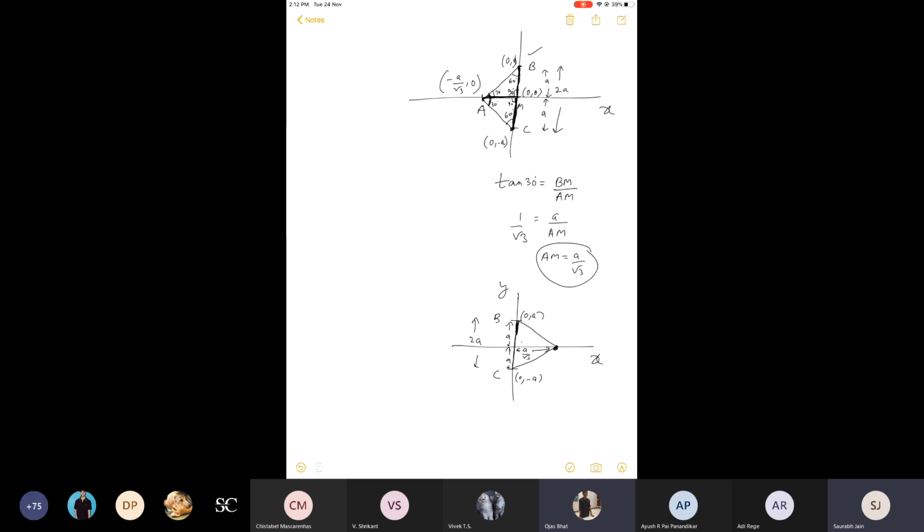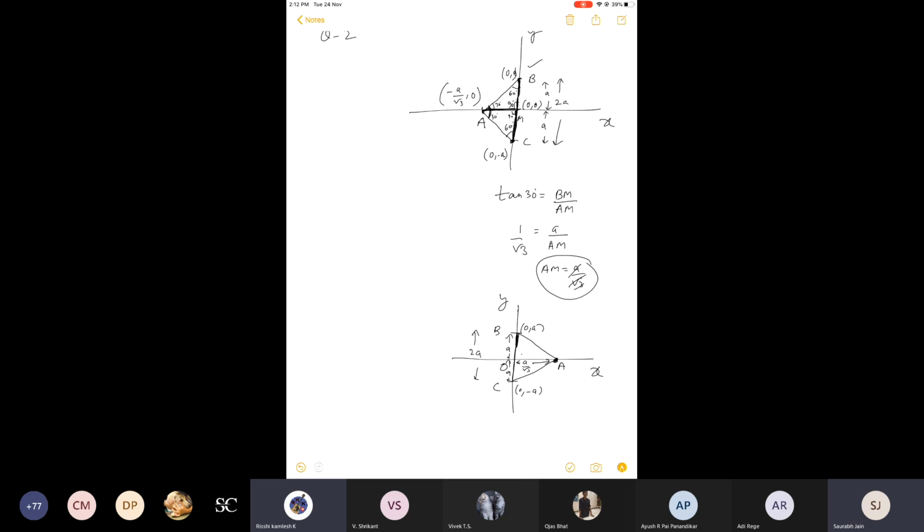Now this length is a root 3. Okay, Sir, but now AM is root 3, a root 3, right? Which one? Sorry, by mistake. AM. Yeah, yeah, AM. Yes, yes, right. It is root 3, it's not a by root 3, it's root 3.